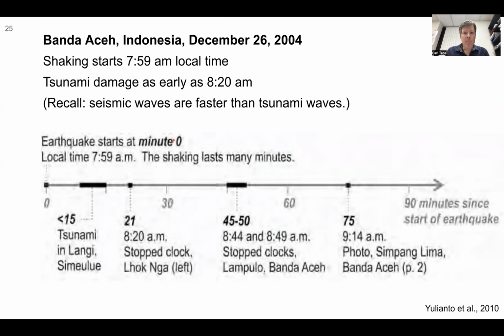Here's a timeline for Banda Aceh where we'll focus. And this is from a really nice report summarizing the effects of tsunamis being close to the source. December 26, 2004, shaking starts at 7:59 local time, minute 0. And at about 20 minutes in, a clock stopped. So that means the clock was damaged enough that it stopped in this particular spot.